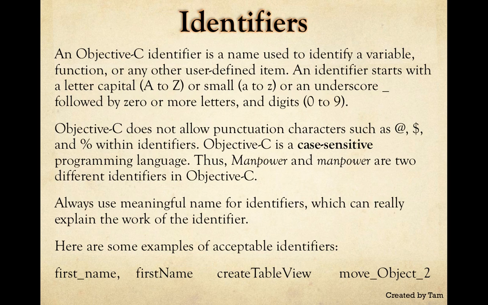Always use meaningful names for identifiers, which can really explain the work of the identifier. Here are some examples of acceptable identifiers: underscore name, first capital N name, createTableView, where T and V are capital, and move underscore object underscore to.